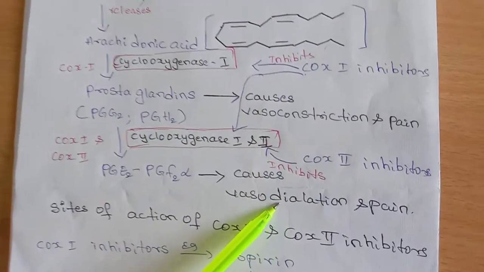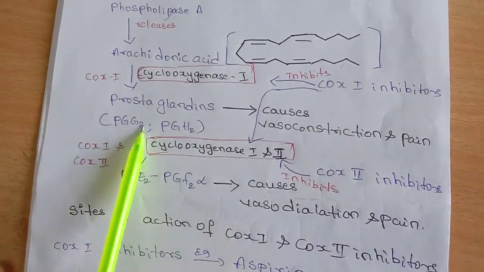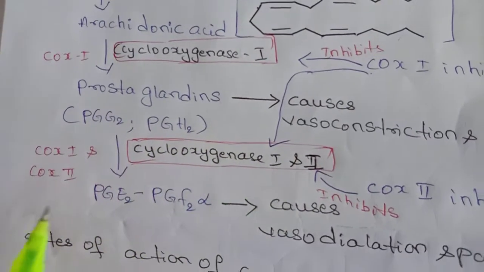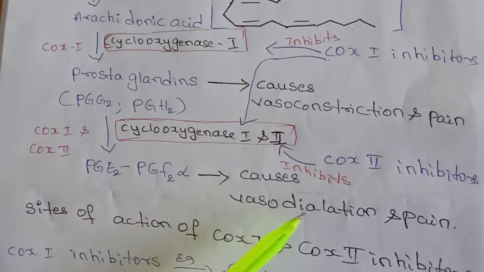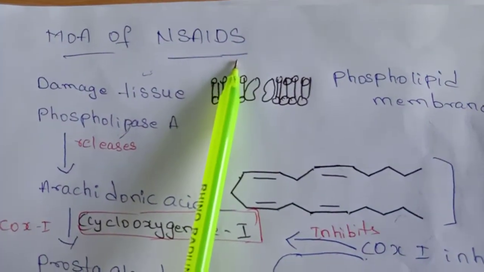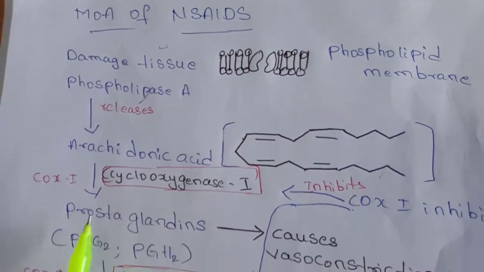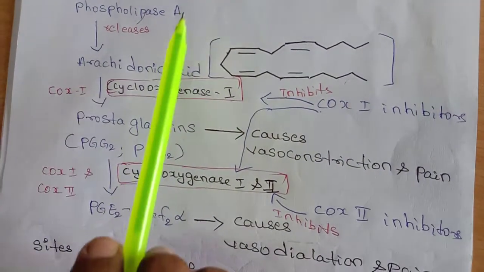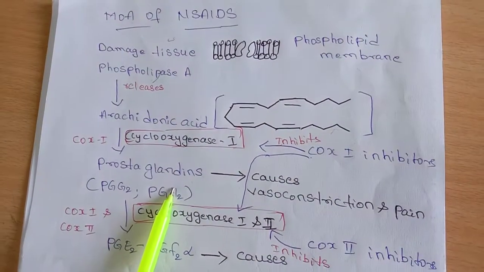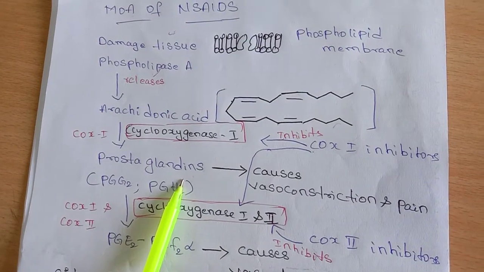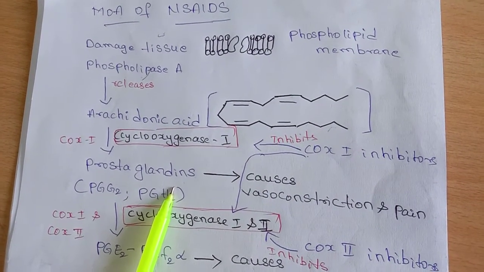The main reason for the cause of pain is prostaglandins. These prostaglandins cause vasoconstriction and vasodilation, thereby we get pain. Particularly, these non-steroidal anti-inflammatory drugs inhibit the synthesis of these prostaglandins. So the main mechanism of these NSAIDs is the inhibition of prostaglandin synthesis. These prostaglandins play a major role in the inflammation process.